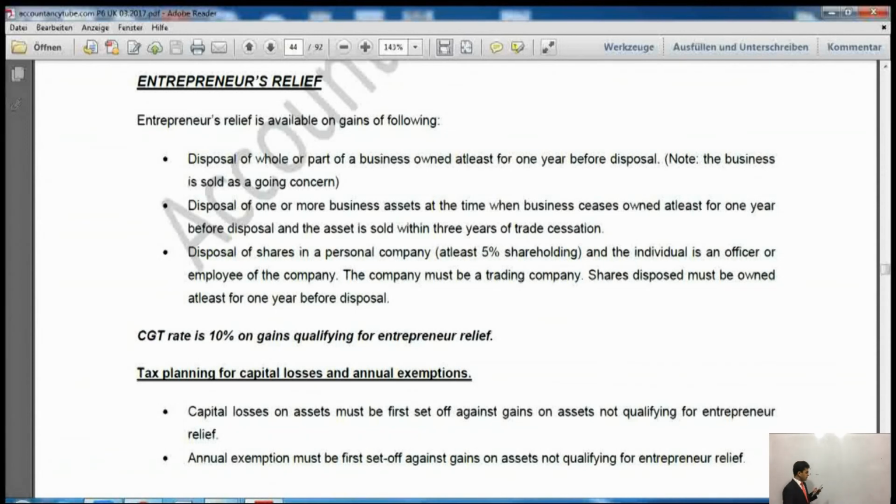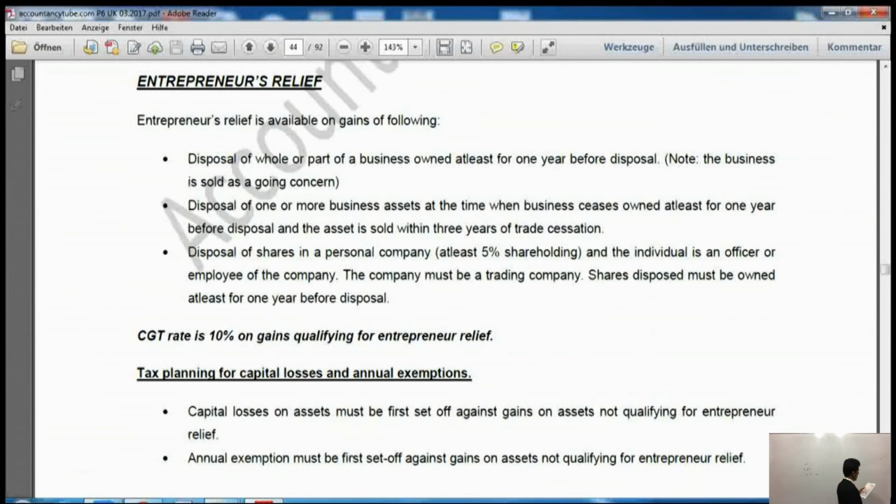Alright, then after that it says disposal of shares in a personal company. A personal company is a company of which you have 5% shares, and an individual is an officer or employee of the company. Now, a personal company is a company, as I said, if you hold 5% or more shares, and you are an officer of that company or employee of the company, then that is a personal company. So you own it personally.